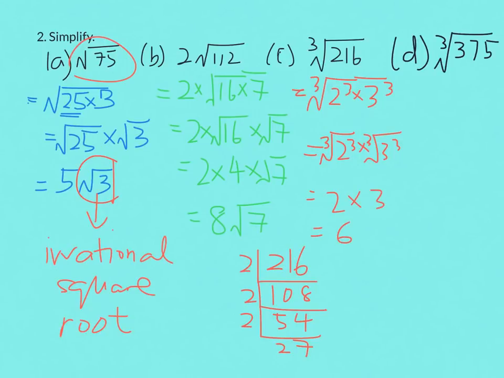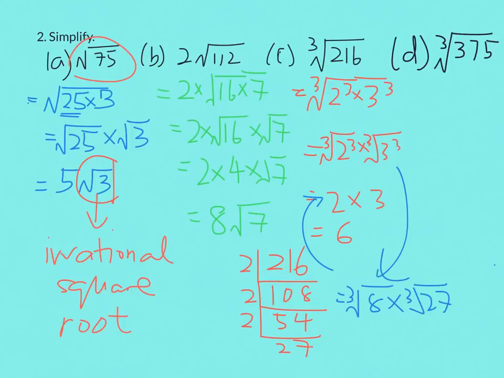Of course, you can choose to write it as cube root of 8 times cube root of 27, and you will still get the same answer here as 2 times 3.